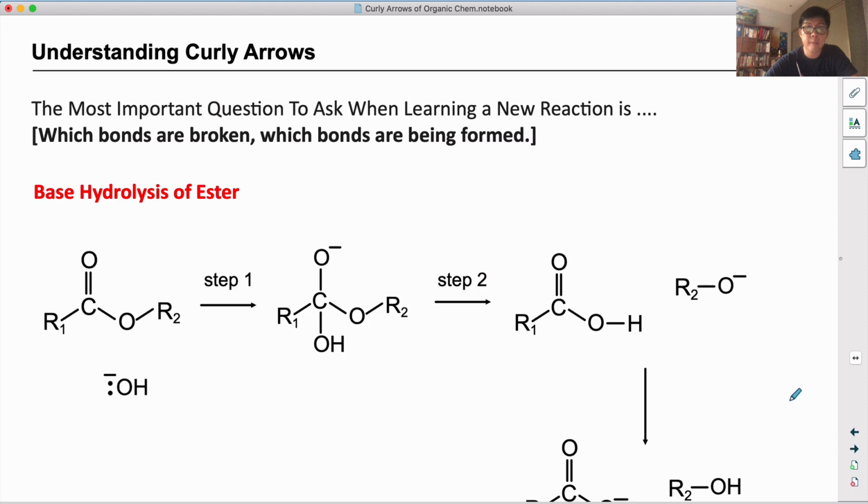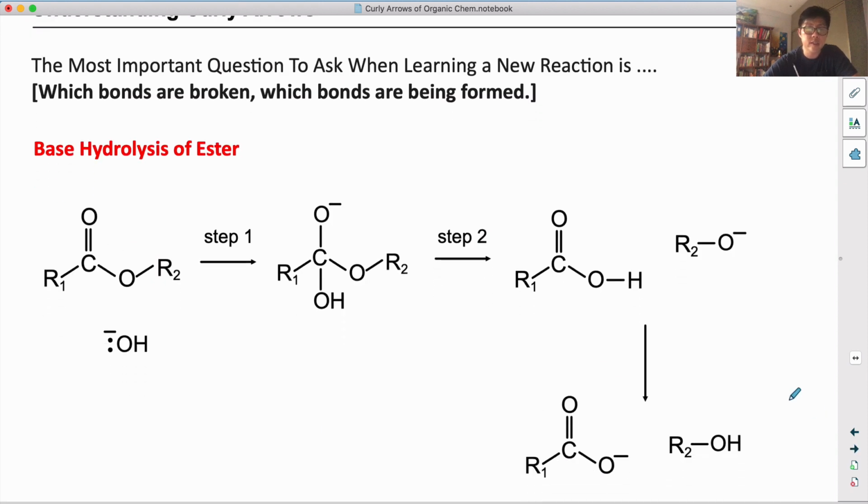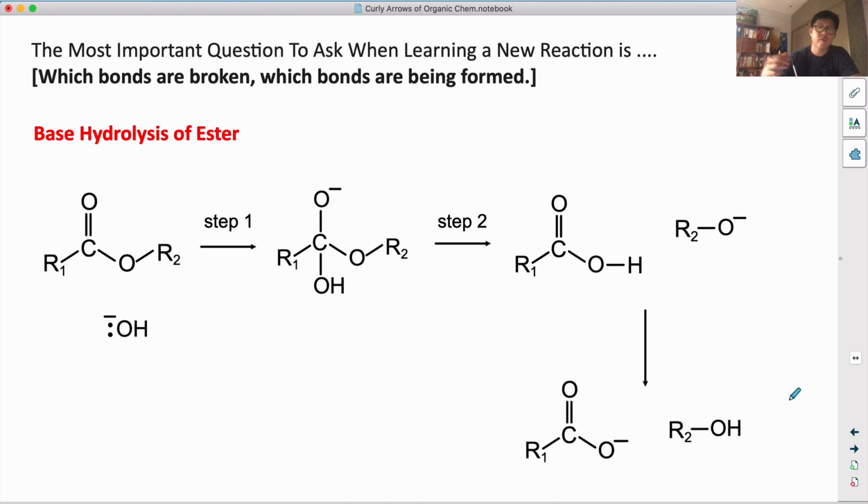We'll try one example over here. One thing you have to do when you do all this arrow drawing is sometimes ask yourself what bonds are broken and what bonds are formed. This will give you a better idea of what's happening. Let's look at this example. This is base hydrolysis of ester. If you look at it carefully, I want you to be able to see what bonds are broken and what bonds are formed. So look at step 1. In step 1, I can see that this bond is being formed. Can you see that?